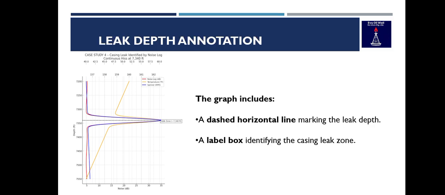Leak depth annotation. The graph includes a dashed horizontal line marking the leak depth. Look at it very well, you see it. And a label box identifying the casing leak zone.